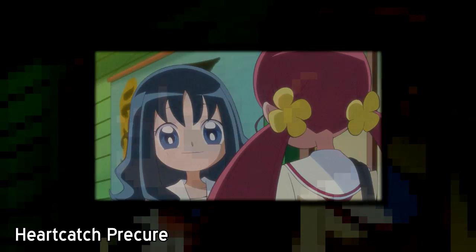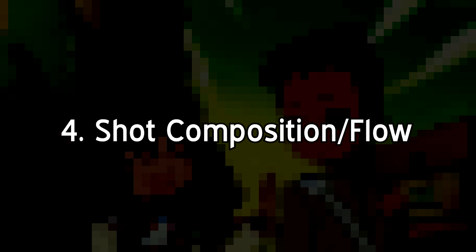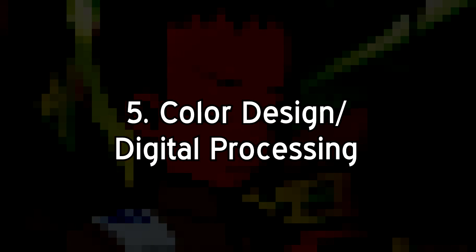I'll be breaking the visual elements down into 6 categories: animation quality / directing, background / setting design, character / mechanical design, shot composition / flow, color design / digital processing, and consistency, and then describing how each can be done well or done poorly. Number 1, animation quality / directing.